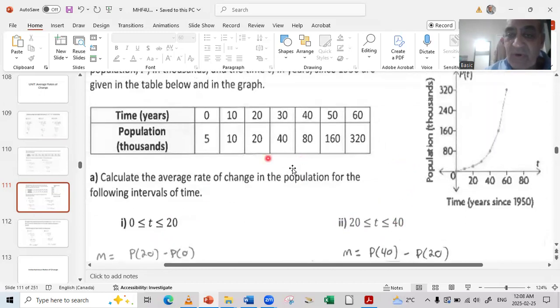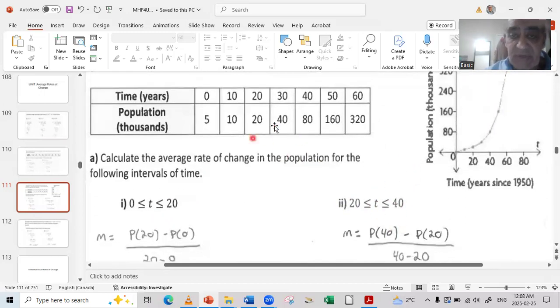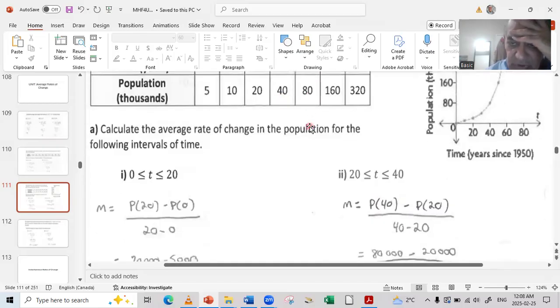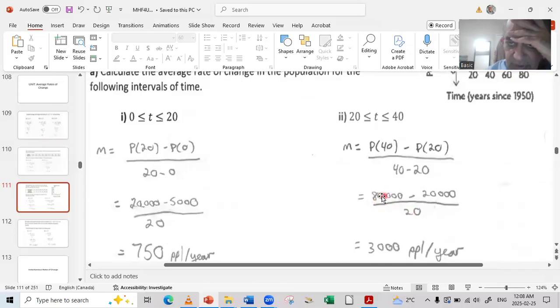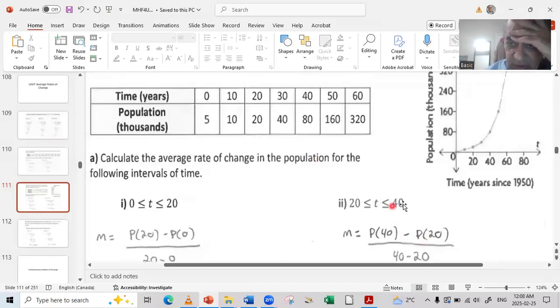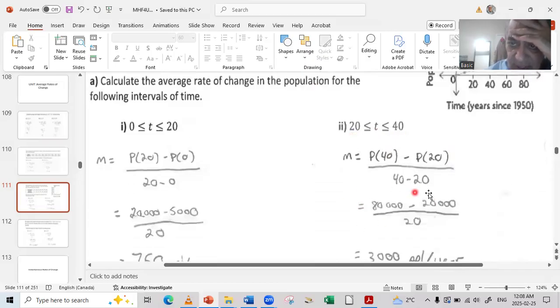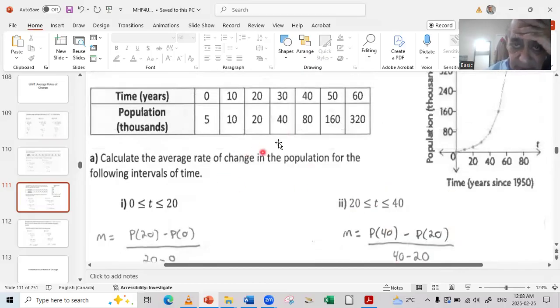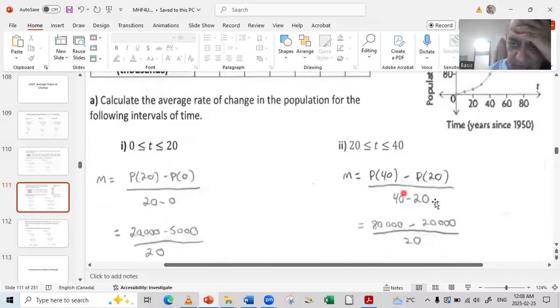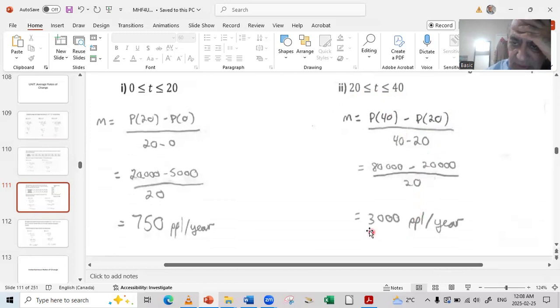So you will get now the 40 years first minus 20 years. At 40, the population is 80,000, minus the population at 20, because I want it from 40 to 20. So here at 20, they are 20,000. Divided by the period of time, which is years from 40 to 20. Then that will equal 3,000 persons every year.